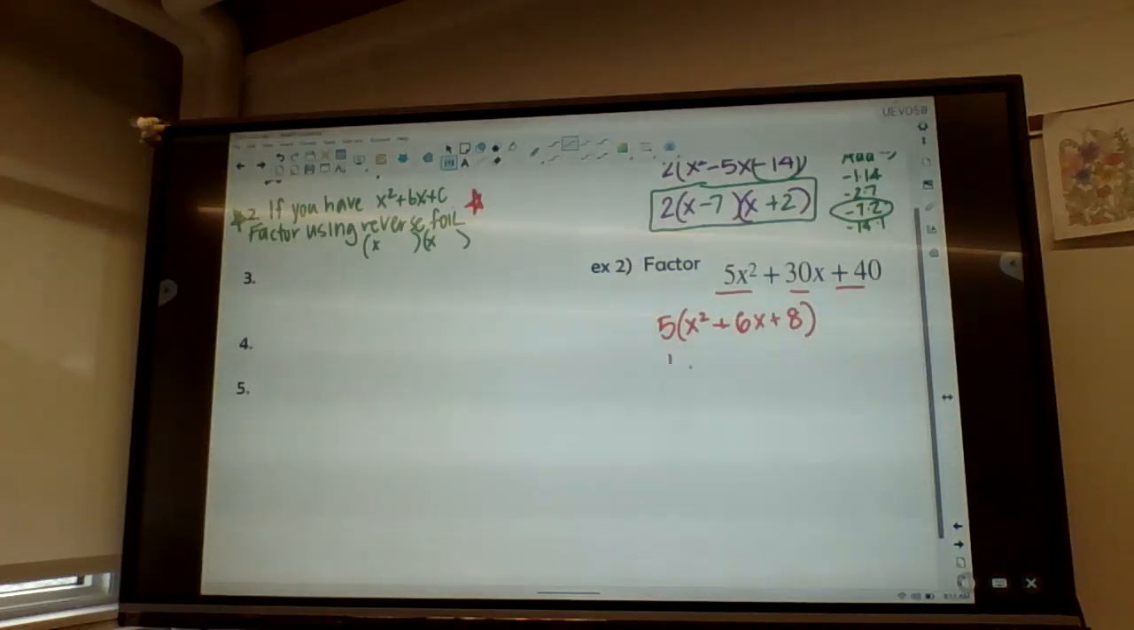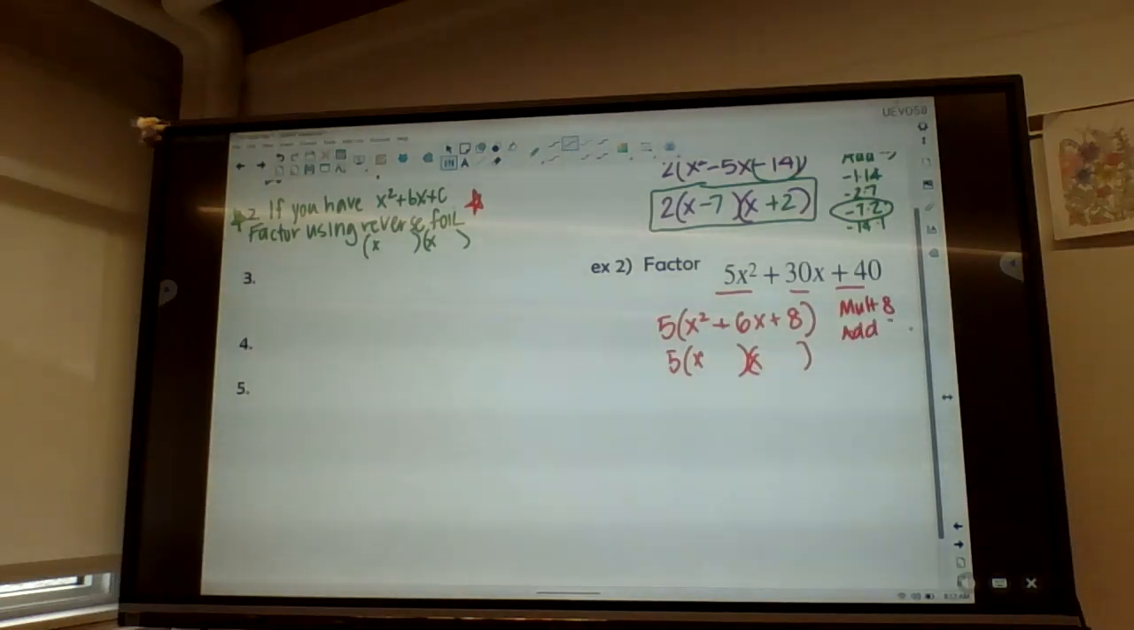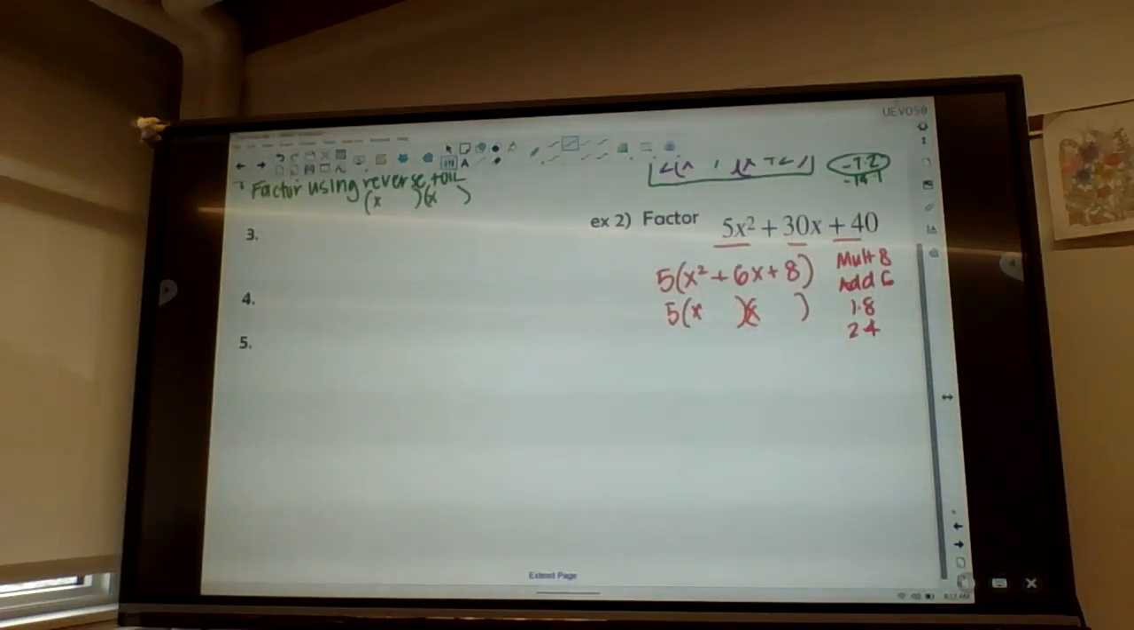Well, not really new, we've done this before. We're going to break this up as 2 sets of parentheses. So the x squared is automatically going to be x and x. Every problem today should be able to go into this step next. Now we want to multiply to get 8, but add to get 6. Both positive, so we can stick with all positives. So 1 and 8, 2 and 4 is our comprehensive list there. The one that works is positive 2, positive 4.